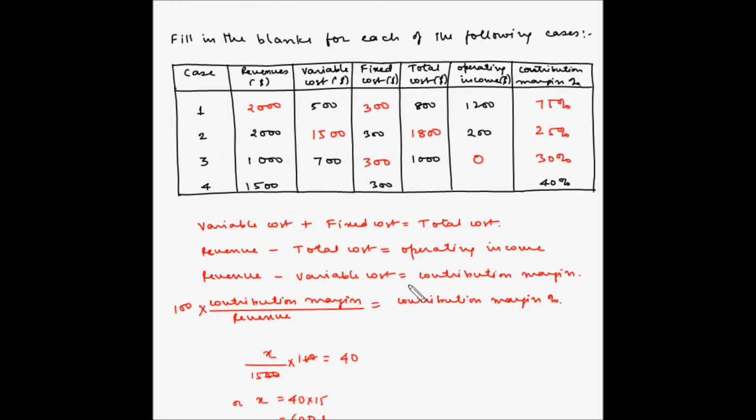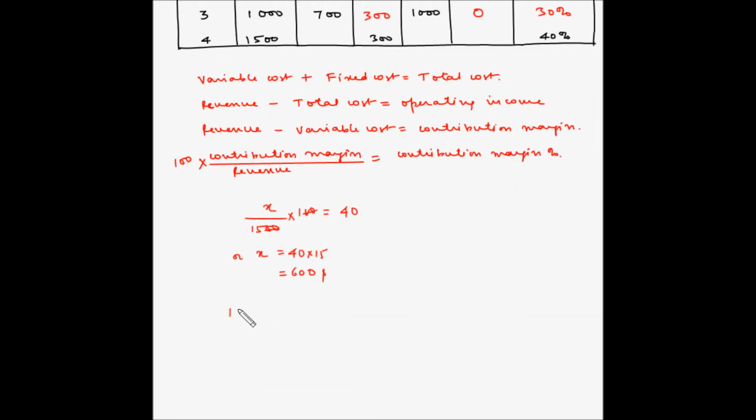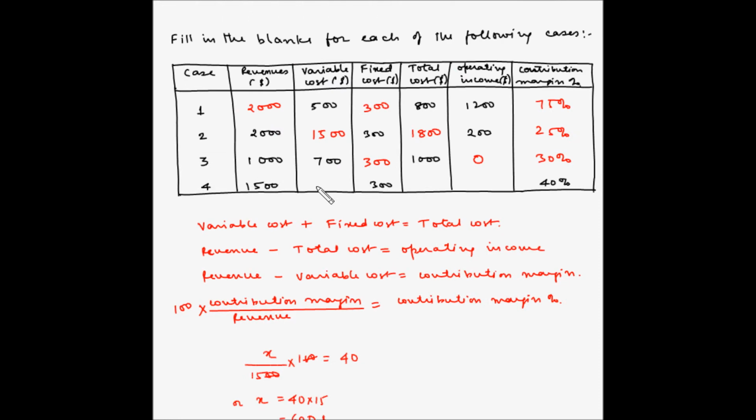Now contribution margin is revenue minus the variable cost. So revenue is 1500. So 1500 minus x is equal to 600. So x is equal to 1500 minus 600, which is equal to $900. So the variable cost is 900. Now variable cost plus fixed cost is the total cost. So 900 plus 300 is 1200. Operating income is revenue minus the total cost. So 1500 minus 1200, which is 300.